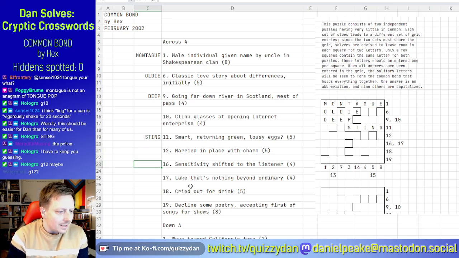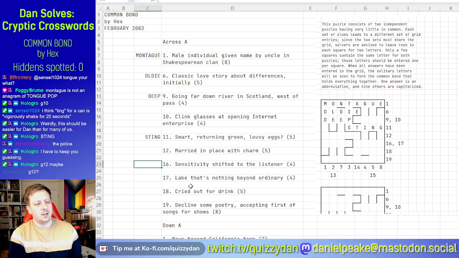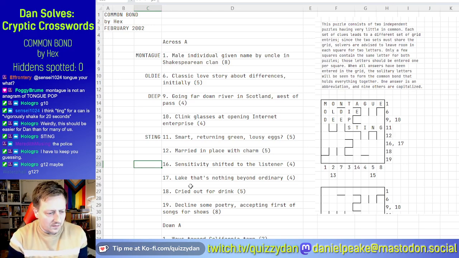No. Sensitivity shifted to the listener. Okay, so it's going to be two words that sound like each other. So it's going to be a word sounding like shifted to mean sensitivity, and it's four letters. So it's going to be like tact. If you deal with something with sensitivity, you have tact.